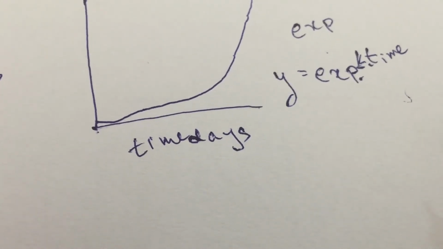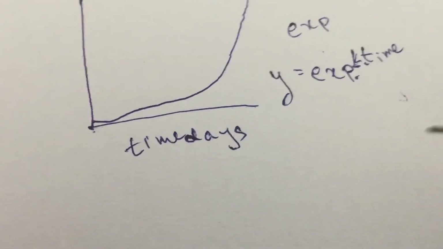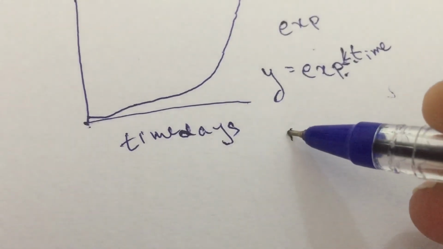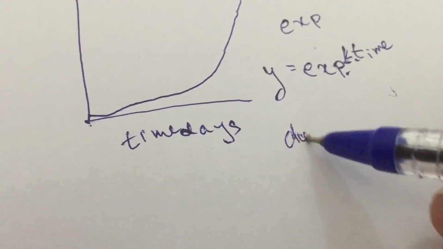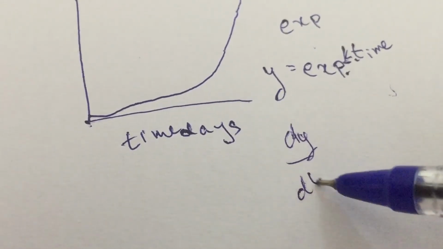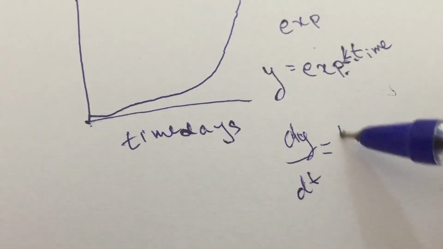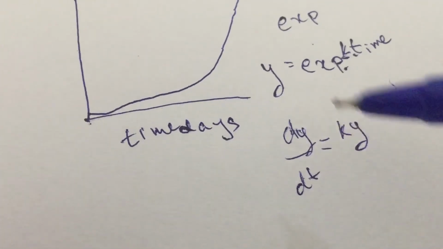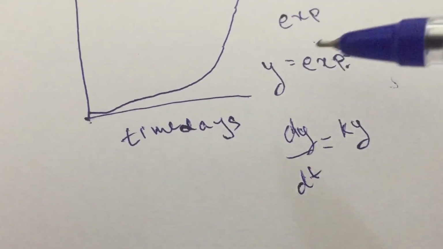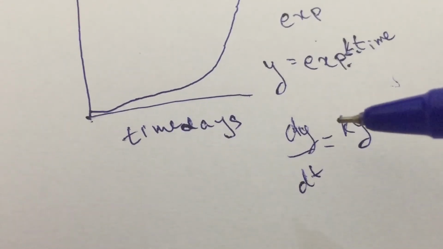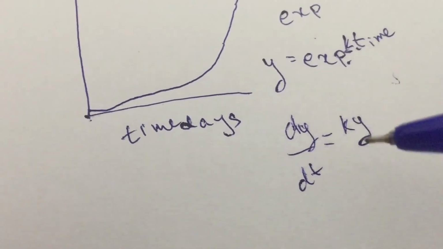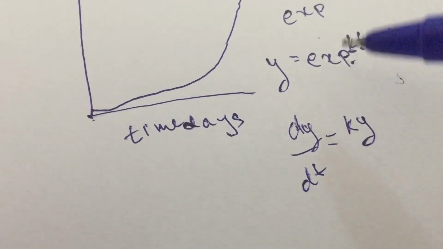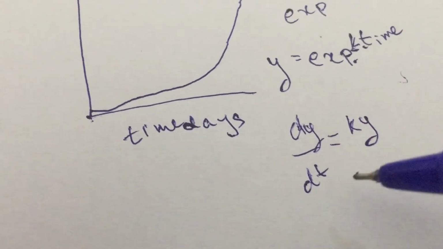So if you go back to the definition of what the exponential function actually is, it comes out from this equation, that is dy by dt is equal to k times y. When you solve this differential equation is when you get the exponential function. In fact, that's how you define the exponential function. Any function that solves this equation is called the exponential function.